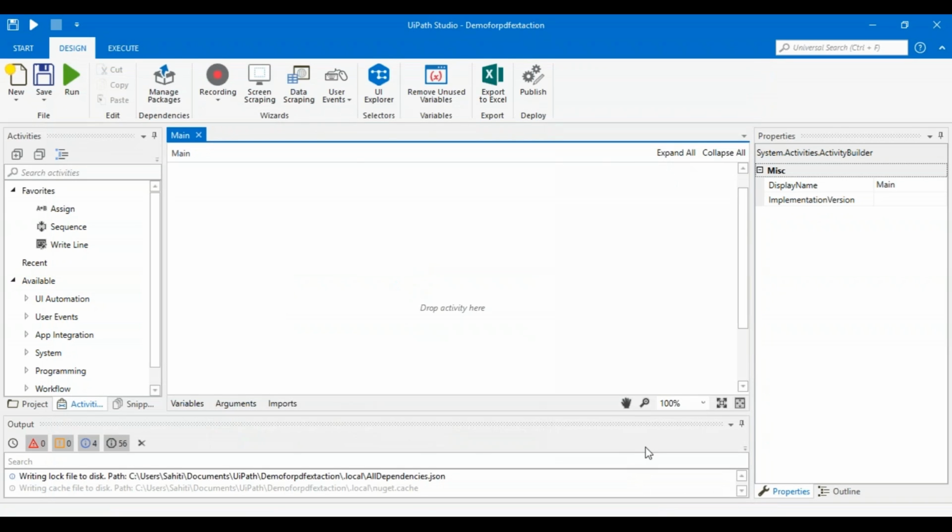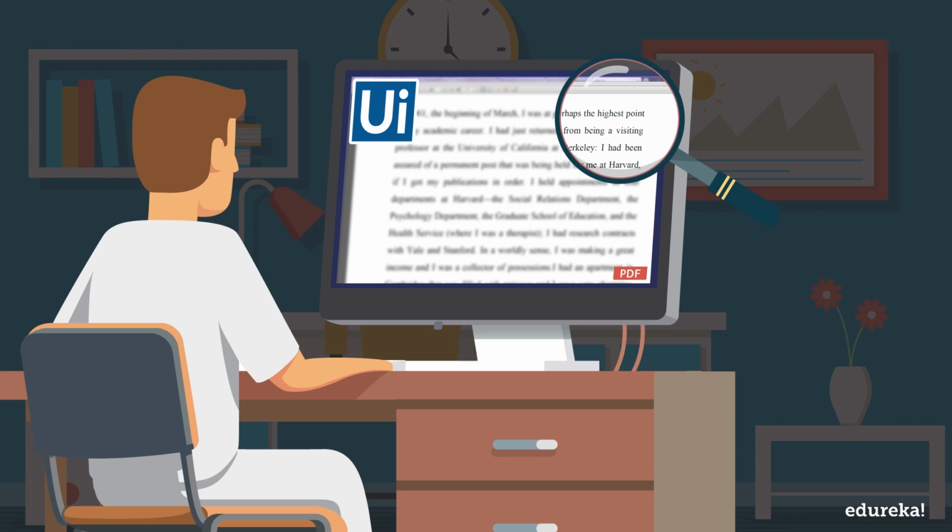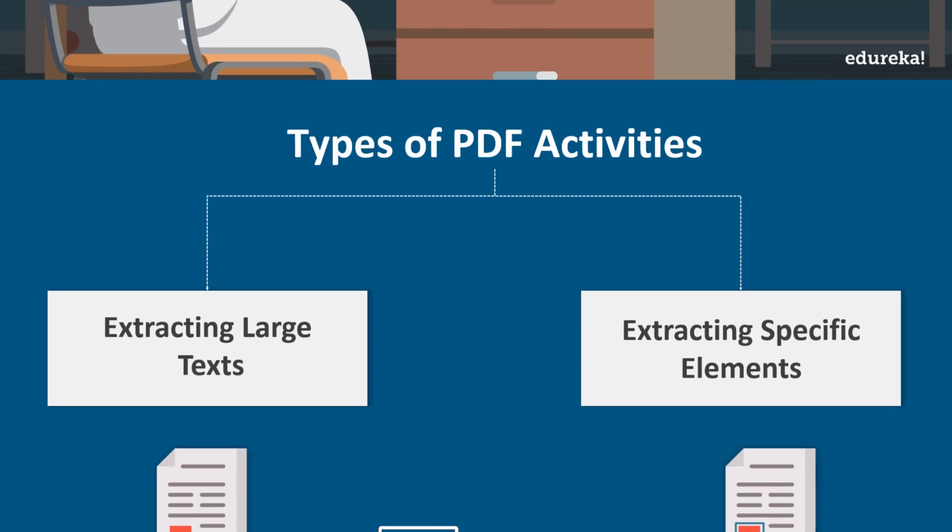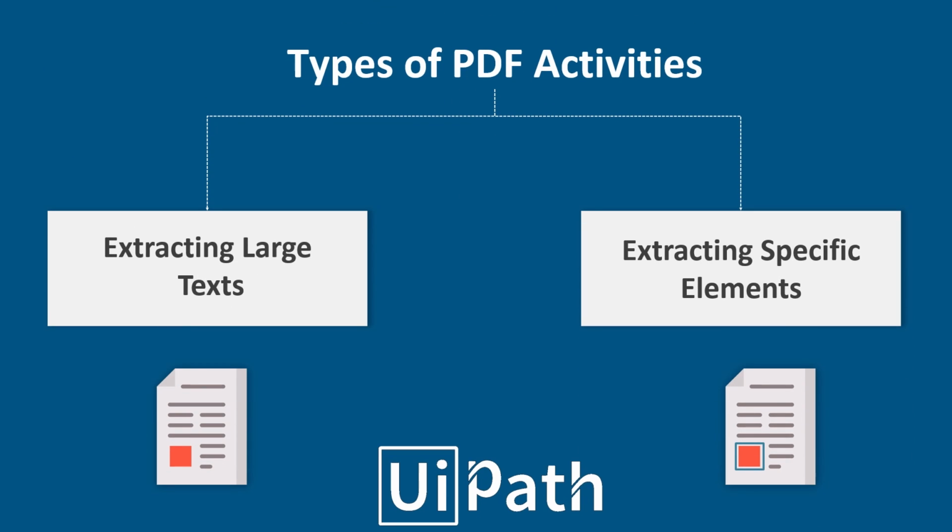So let me just quickly go back and explain the topics for PDF extraction, and then I'll show you how you can do it with UiPath, right? Now that you have your PDF activities installed on your UiPath, let me tell you that there are basically two ways to extract data from PDF. That is basically extracting large text and also extracting specific elements.